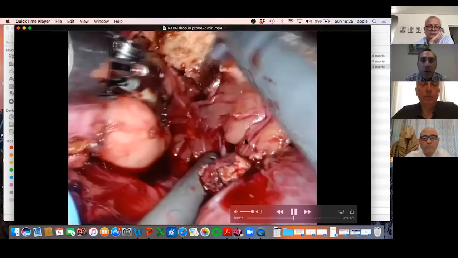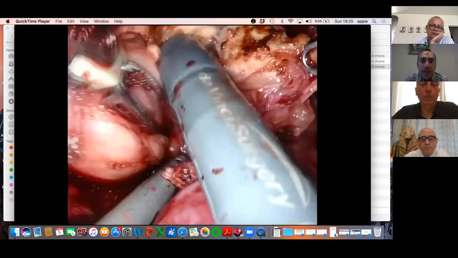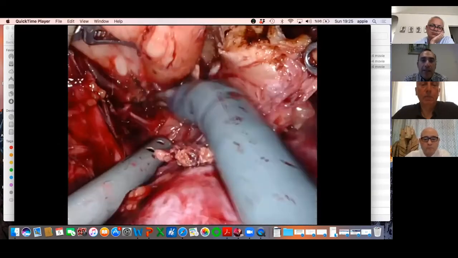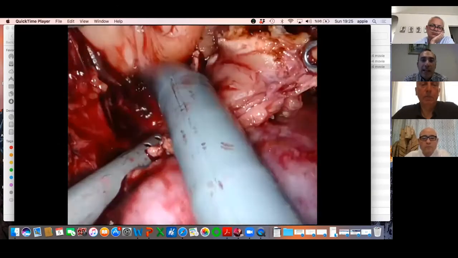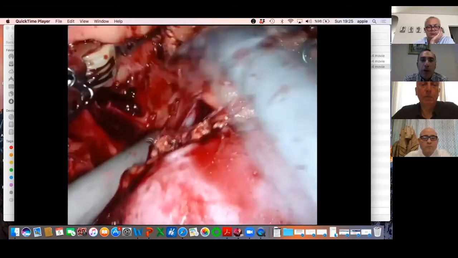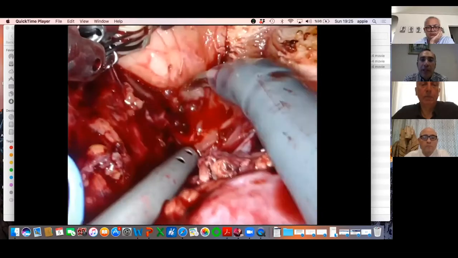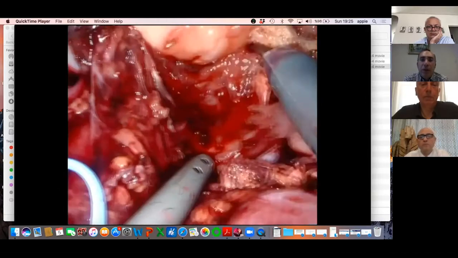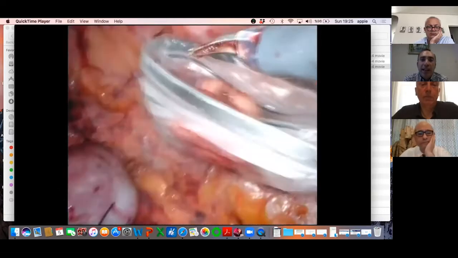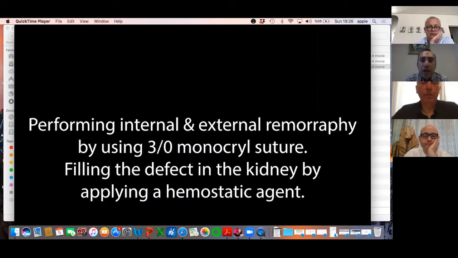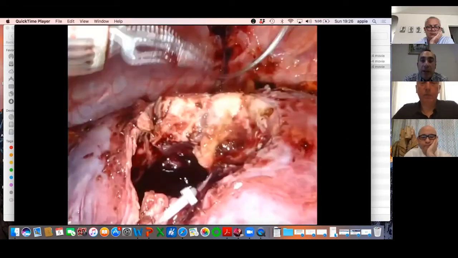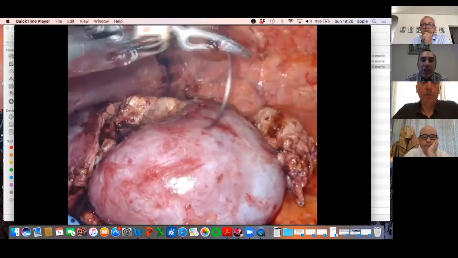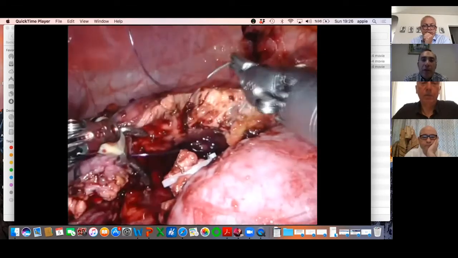And it's almost done. The mass is enucleated. For the small vessels, I can apply monopolar cautery in order to control bleeding. And I don't go deep in order not to injure the underlying vessels. So the enucleation has been completed. The next step is to perform renorrhaphy.